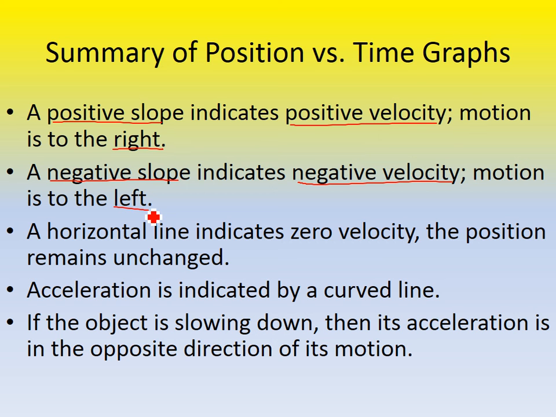Okay, we also talked about how a horizontal line indicates zero velocity. So a horizontal line, slope zero, is zero velocity, and the position remains unchanged, you're at rest. We also talked about acceleration being indicated by a curved line. So whenever you see a curved line, you know that the object is accelerating or decelerating. And finally, if the object is slowing down, so you hit the brakes, the acceleration vector is in the opposite direction of its motion.